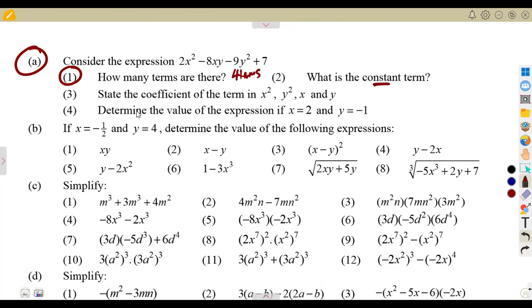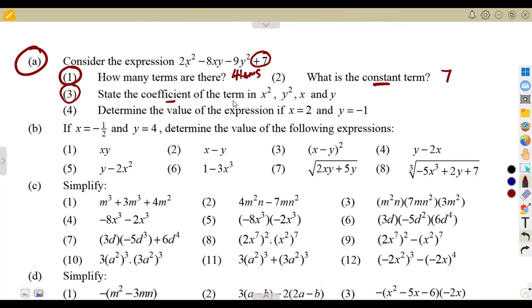What is the constant? What is it that you are referring to? A constant means we do not have a letter. It's just a number. There is no variable. That's a constant. Here there's x, here there's x and y, here there's y. So this one is our constant. The constant term is +7.